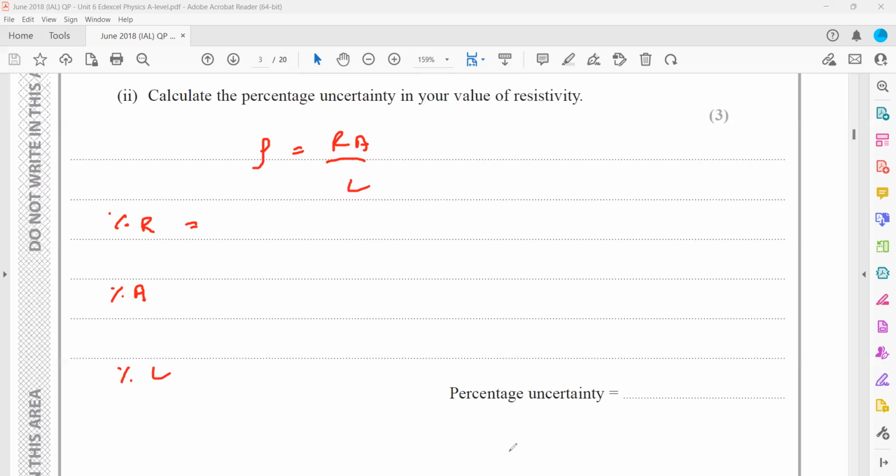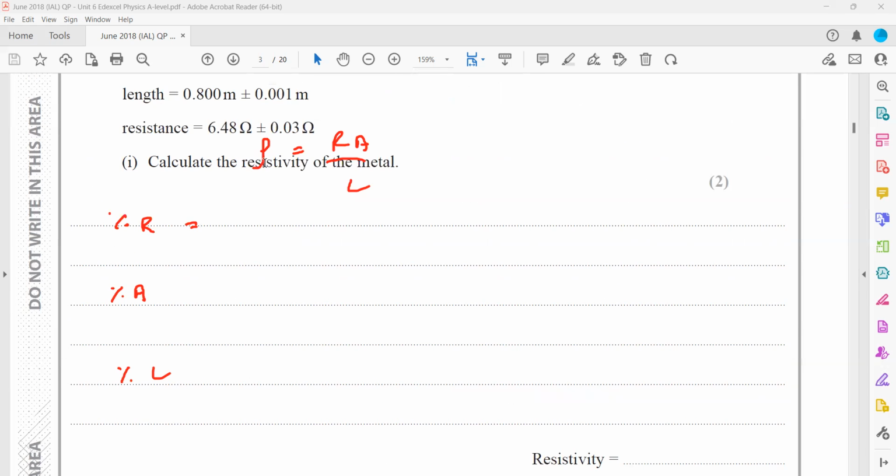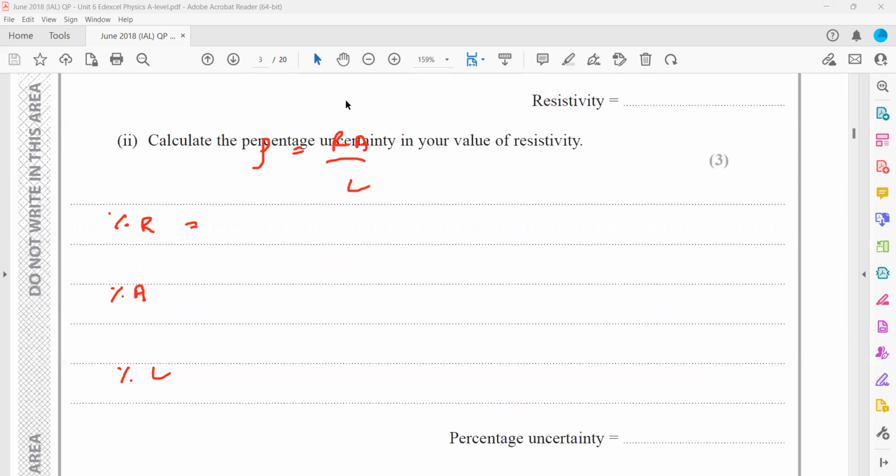How do we work out the percentage uncertainty in R? As mentioned in the question, the resistance is given with 0.03 uncertainty. So 0.03 is the uncertainty divided by the value recorded for R, which was 6.48, times 100. So we multiply, and we get 0.46%.